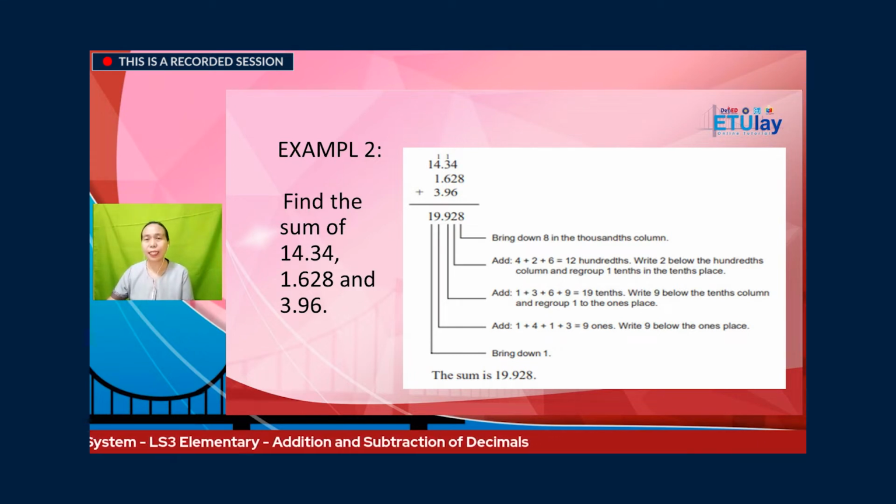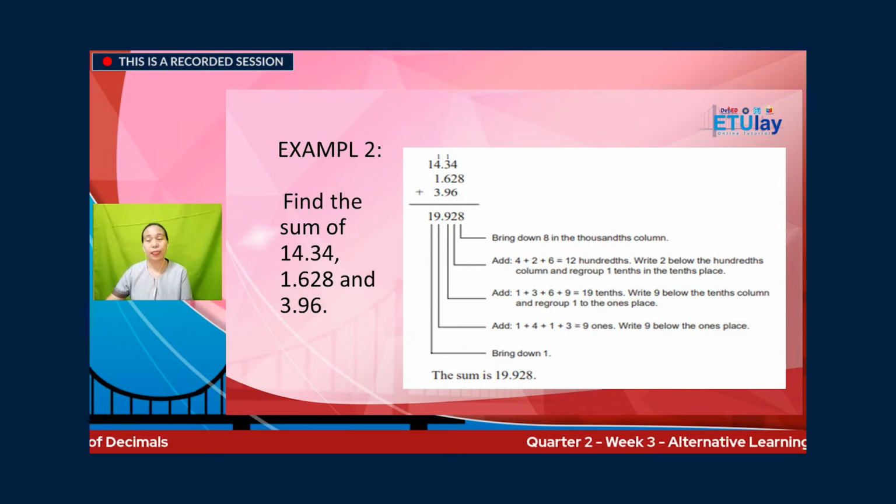Then add in the hundredths place 4 plus 2 plus 6. It's 12. Bring down 2, carry 1. Next, in the tenths place, 3 plus 6 plus 9 plus 1, we got 19. Bring down 9, carry 1. And 1 plus 4 plus 1 plus 3, we got 9. Then bring down 1, so we get the answer of 19.928.